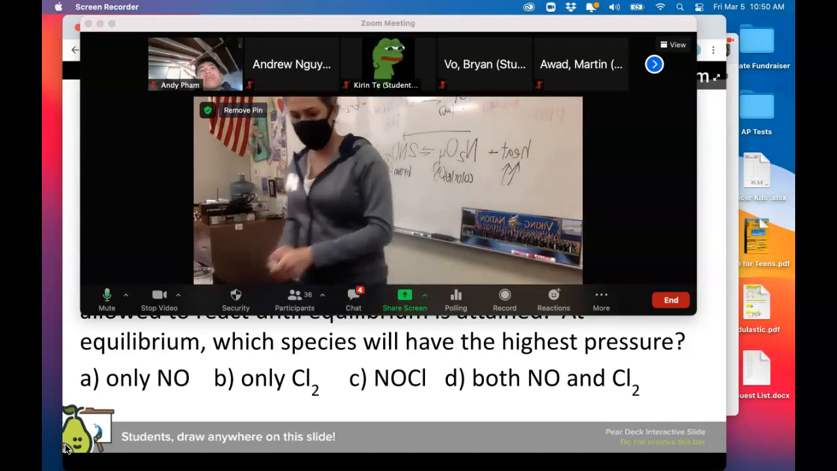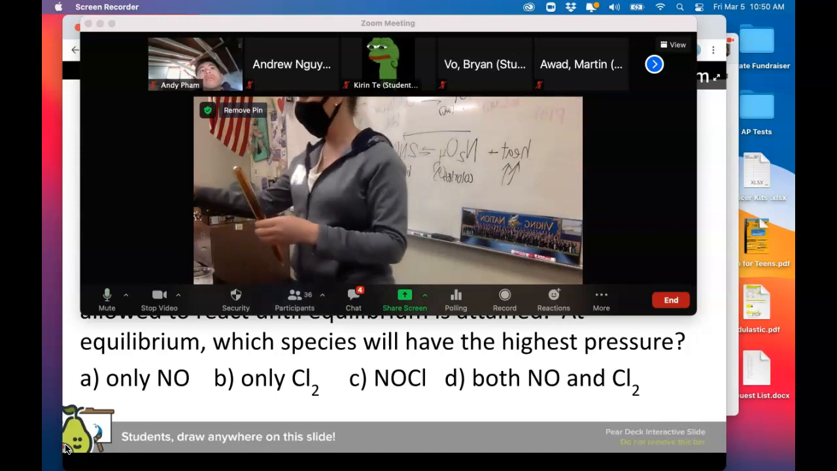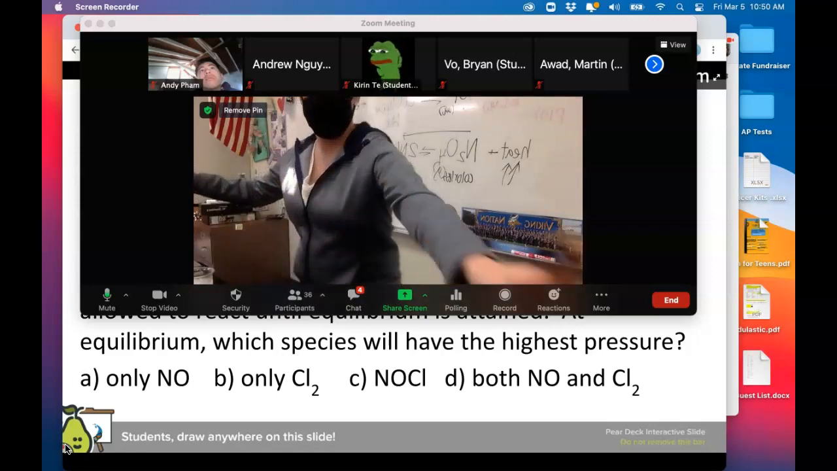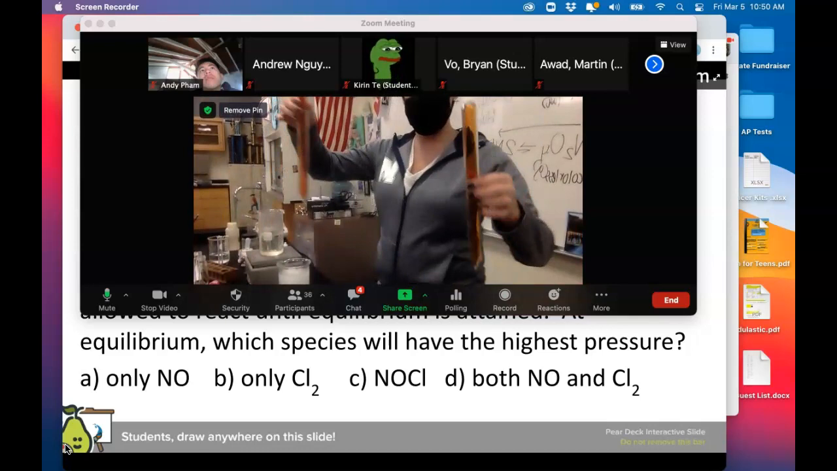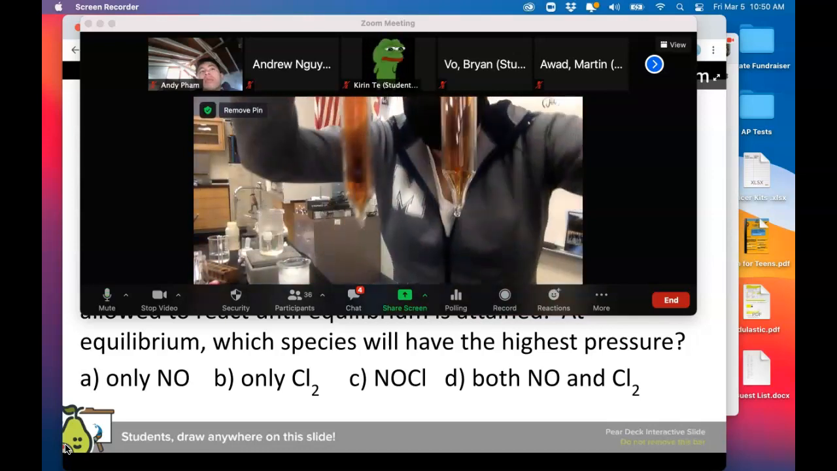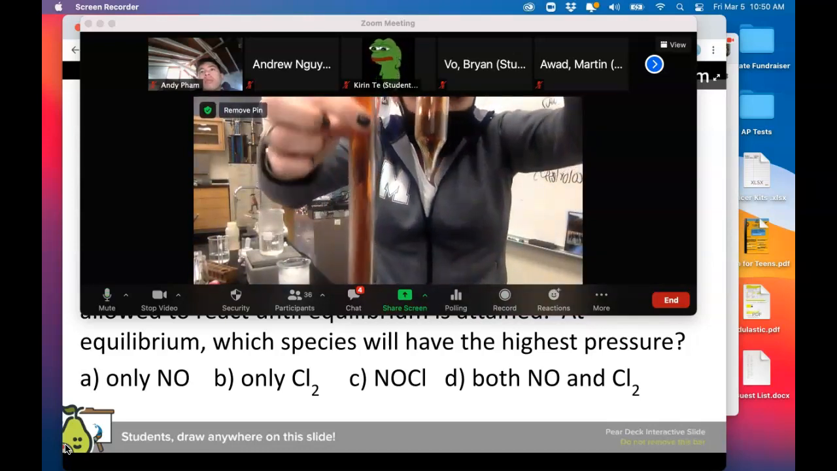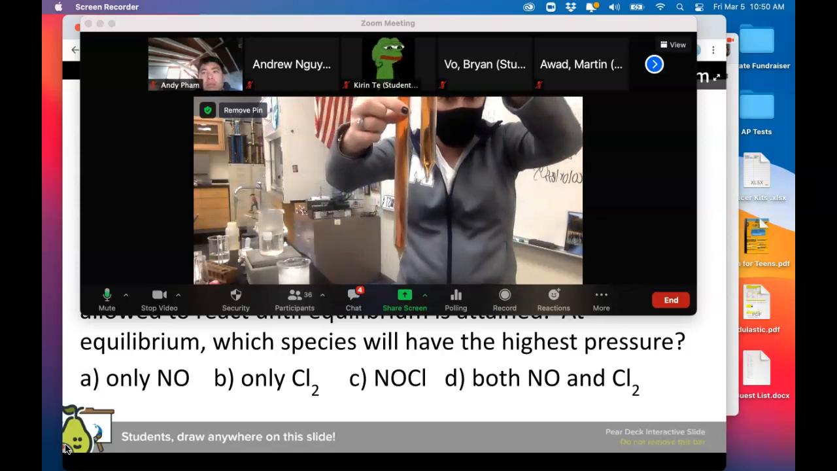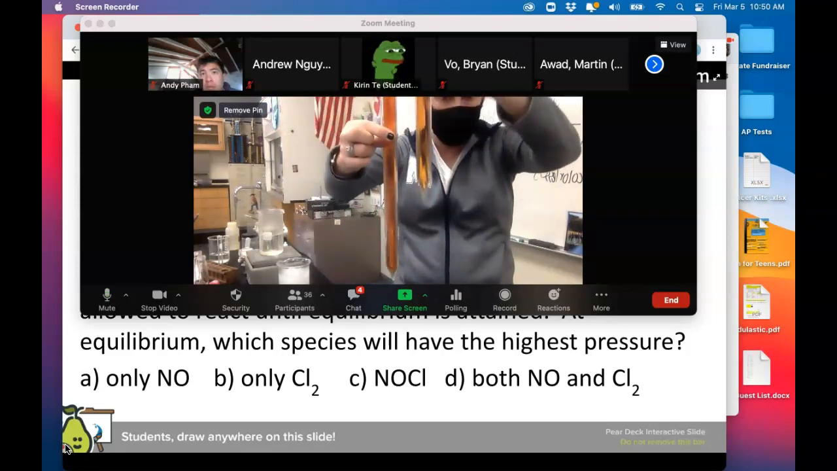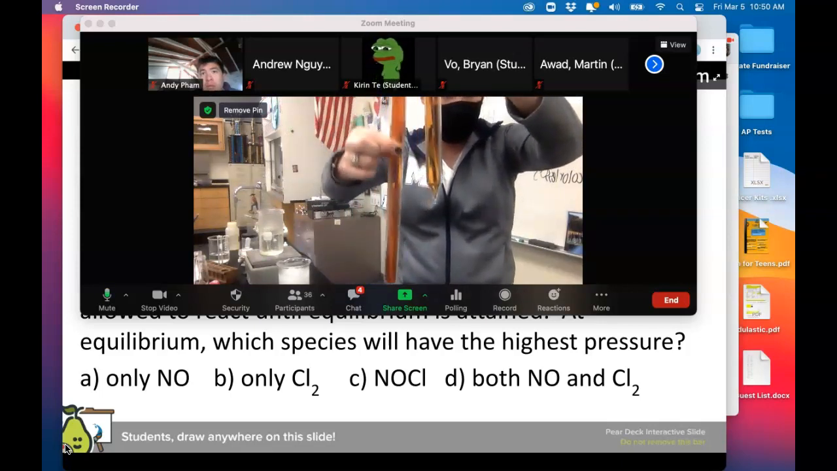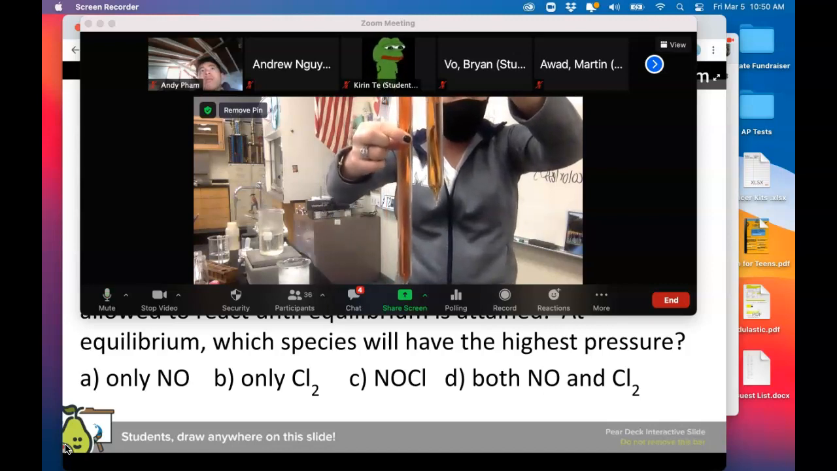So I'm going to hold them up so you can compare. This is the one from the hot water bath, and this is the one that's at room temperature. Hopefully you can see the difference in color. This one's definitely darker than the one that's at room temperature. This one was in the hot water bath, okay?